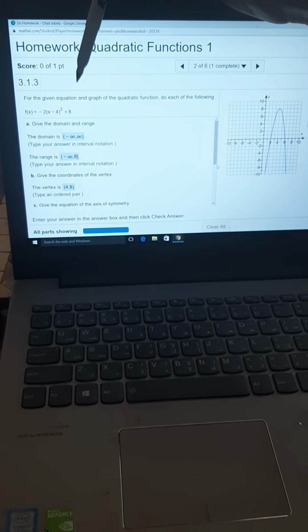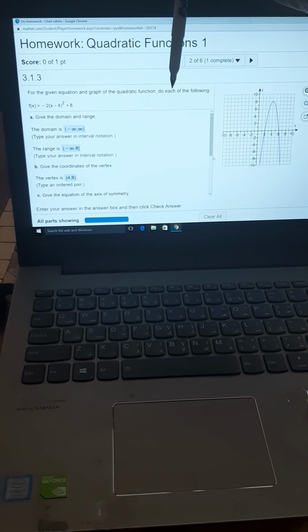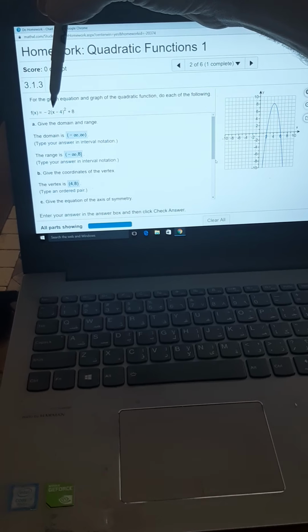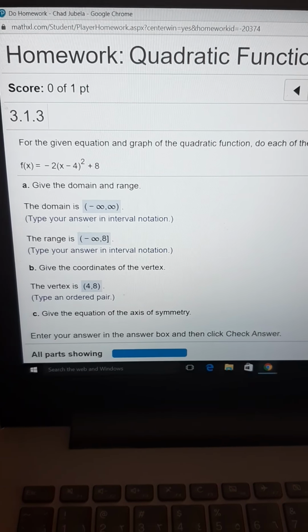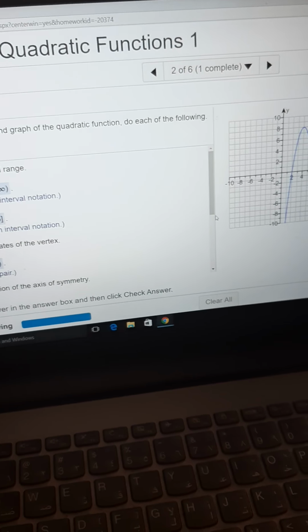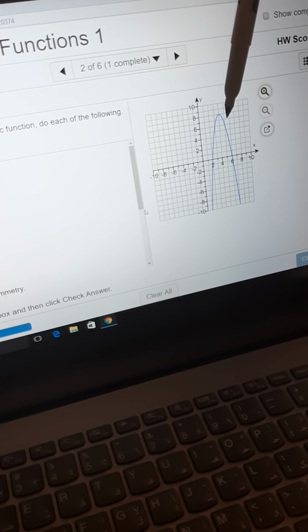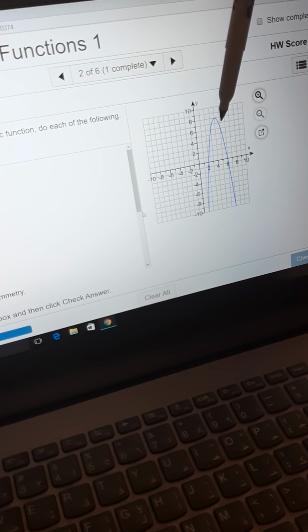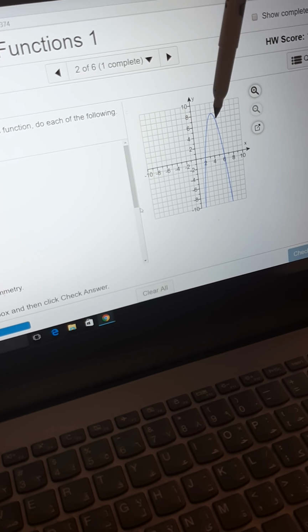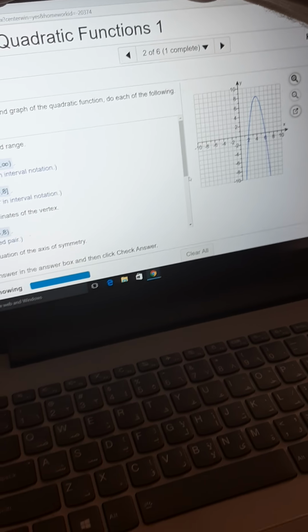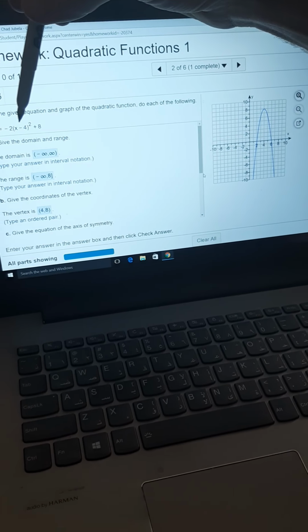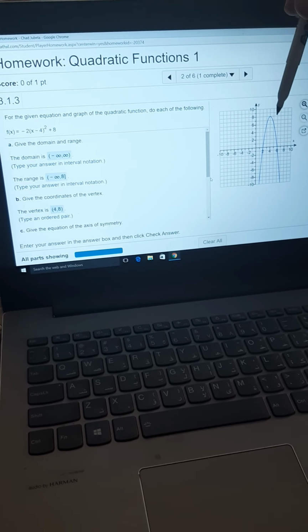All right, for the given equation and graph, do each of the following. So we have the quadratic equation that maps out on the regular old grid graph a quadratic function. What is the difference between this one and number 1? How does the function equation look different? How does the function graph look different?